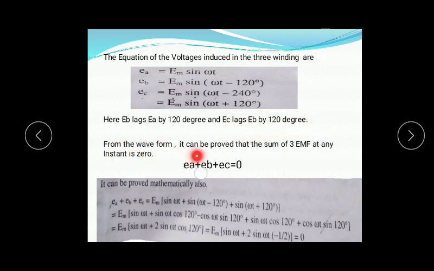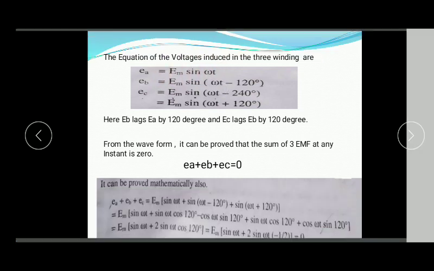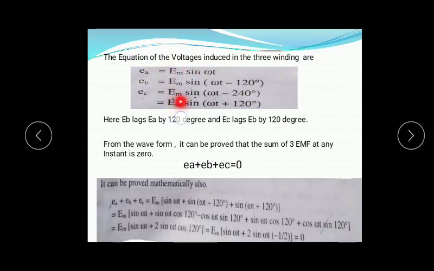From the waveform, it can be proved that the sum of the 3 EMFs at any instant is 0. That is, EA plus EB plus EC is equal to 0. Now write all these equations. Em is constant here. So sin omega t plus sin(omega t minus 120) plus sin(omega t plus 120). After calculating these, you are going to get the sum of the 3 EMFs at any instant as 0. So just try to calculate this. Here they have used the formulas for sin(A minus B) and sin(A plus B). If you use that formula, you can get the answer as 0, 100%. Right? So this is a very important question. You cannot miss it.